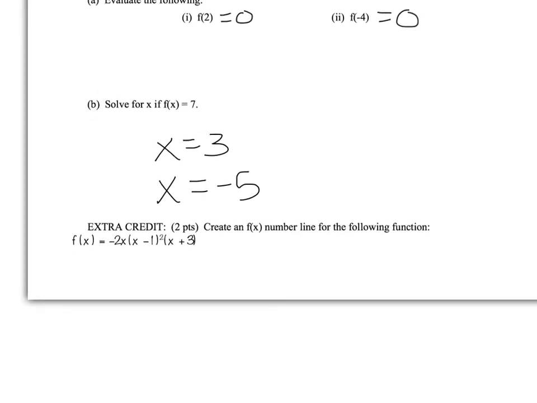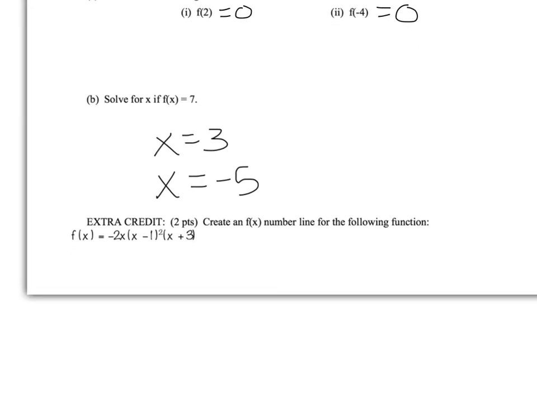And then we had the bonus, creating an f of x number line for this function. So I want to drop a number line down here with the zeros of the function. So using the zero product property, most people figured out that -3 would be a 0, that 0 would be a 0, and that 1 would be a 0 of the function. And then I think you could have made a table of values, picking values in each of these intervals. So you could have picked one x value less than -3, one x value in between -3 and 0, one x value in between 0 and 1, and one x value greater than 1.